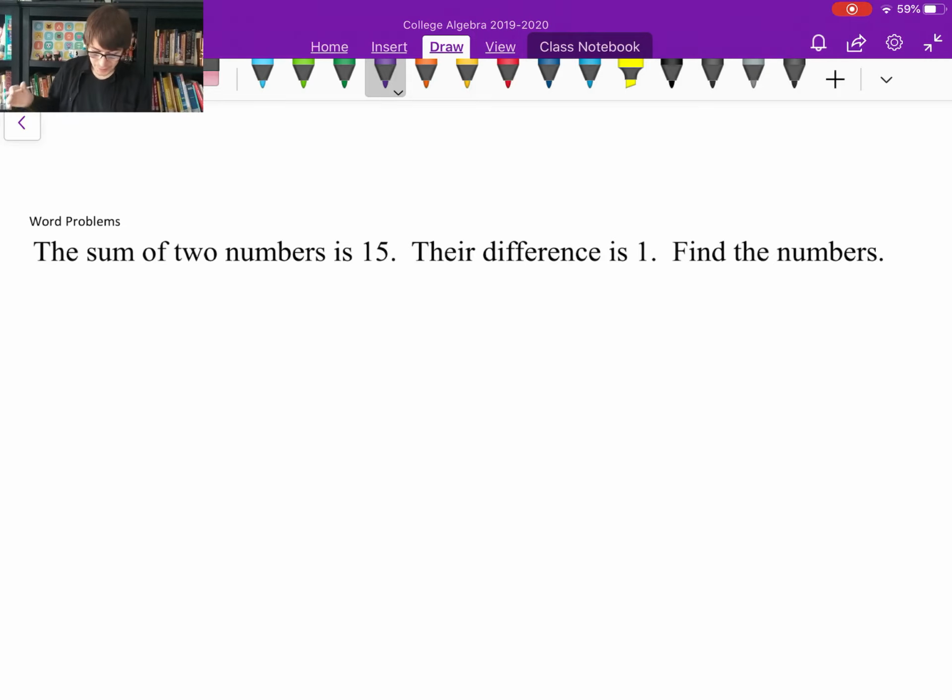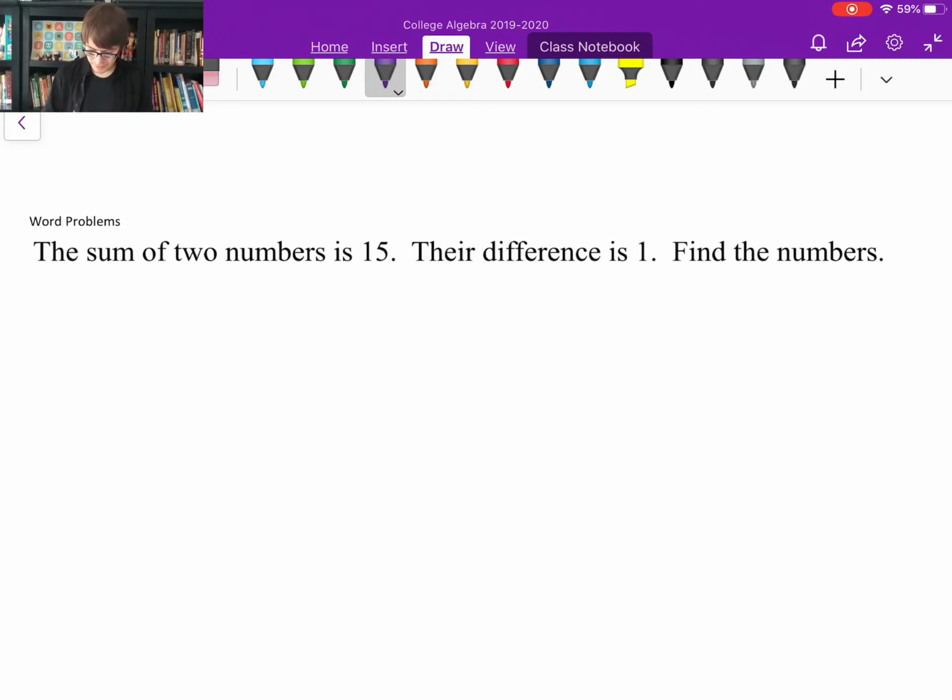Here's the first one. It says the sum of two numbers is 15. Their difference is 1. Find the numbers. Now you could just start thinking of numbers and try to add them and see if they add to 15, and then subtract them and see if they subtract to 1. But that could take a long time, especially if you've been factoring equations. So let's get the idea of what we're trying to do here.